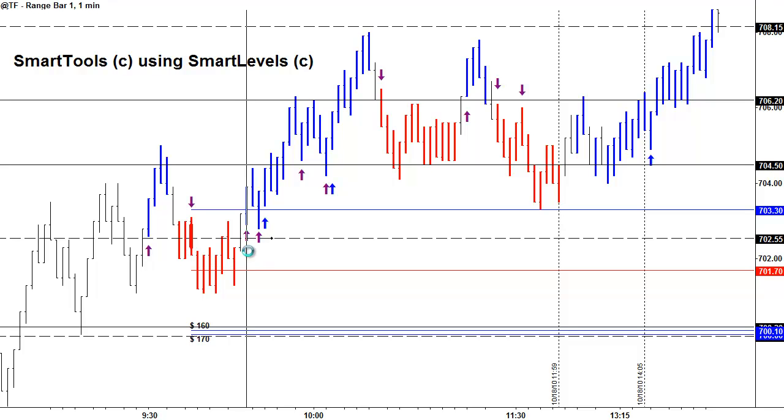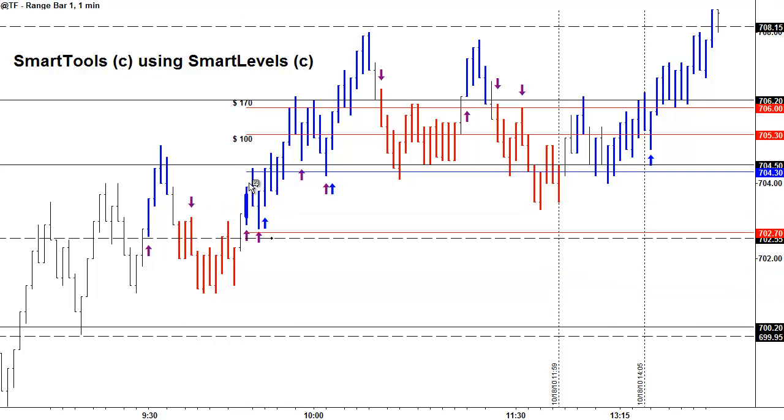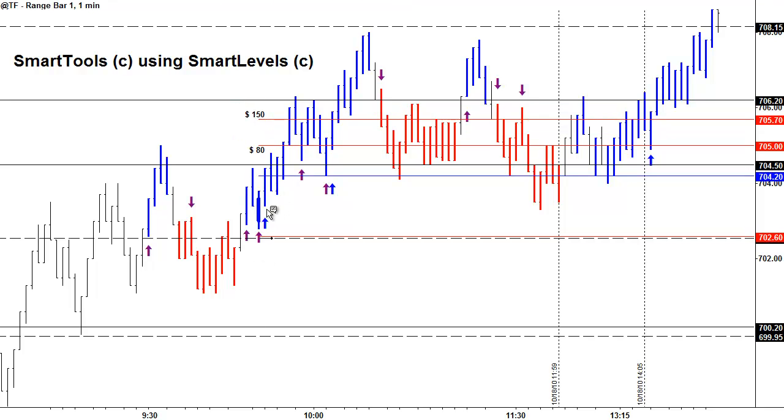This next entry is invalidated by the smart levels because the entry is below the levels here and the targets were above. Likewise for this entry, same scenario.